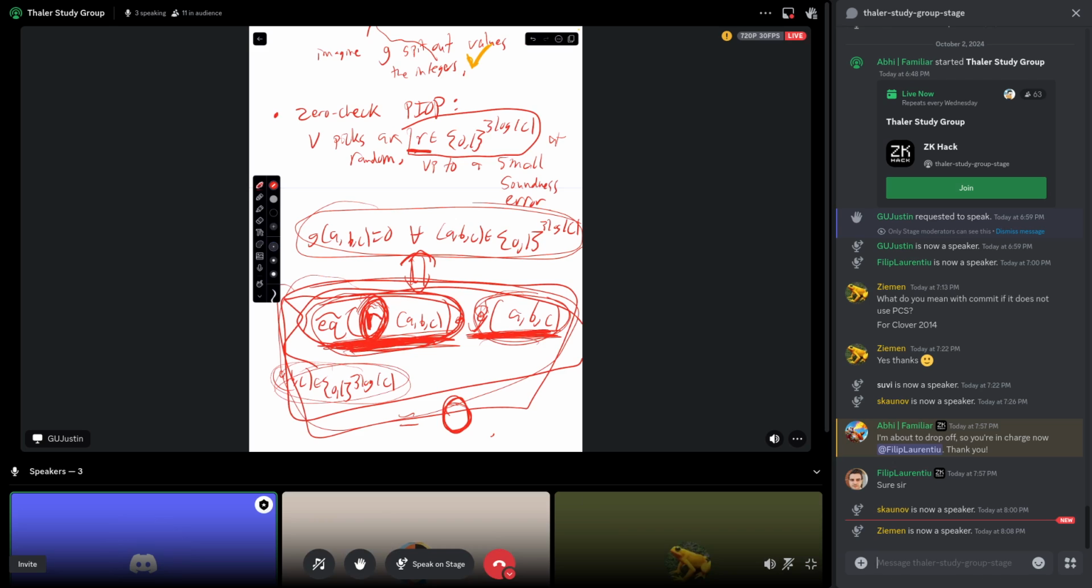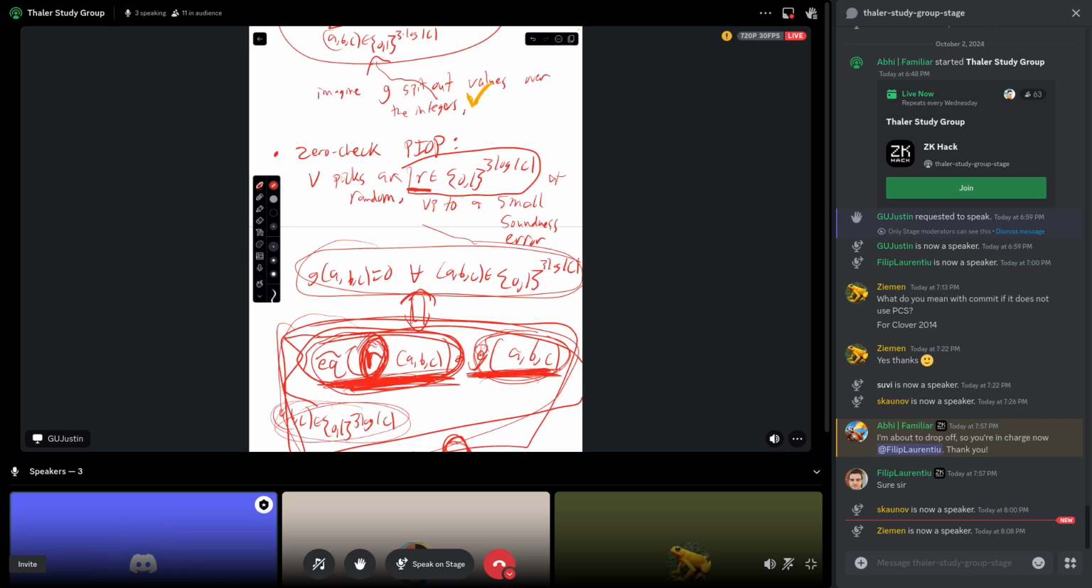Yeah, so after you Fiat-Shamir everything, that grinding attack is definitely there. But the key is, when I said up to a small soundness error, this soundness error is the probability of picking a bad R. What do I mean by bad R? I mean G(A, B, C) does not equal 0 for all Boolean inputs A, B, C, and yet this sum does equal 0.